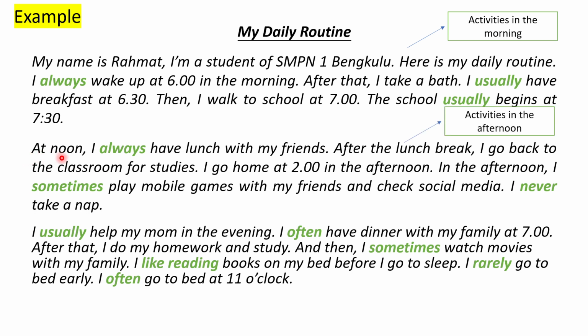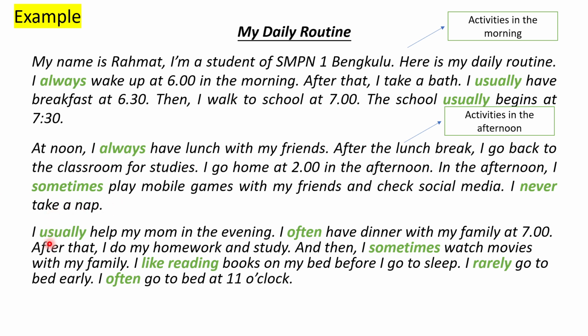For example, at noon, I always have lunch with my friends. After the lunch break, I go back to the classroom to study. I go home at 2 in the afternoon. In the afternoon, I sometimes play mobile games with my friends and check social media. I never take a nap. So this is an example of activities in the afternoon.